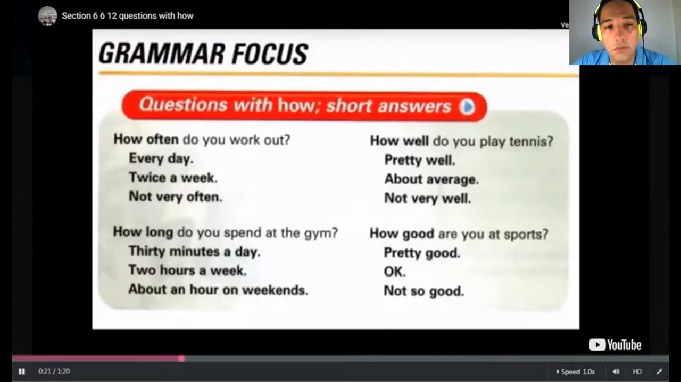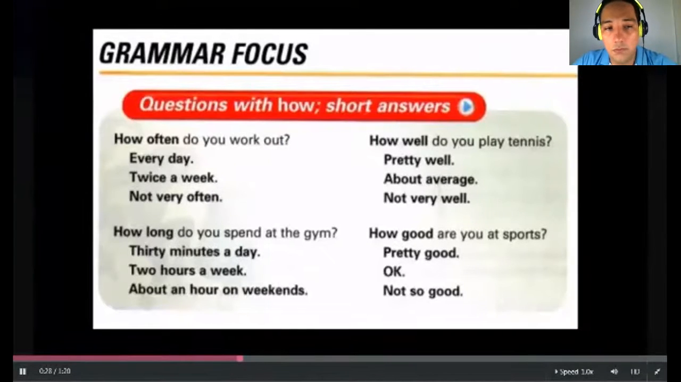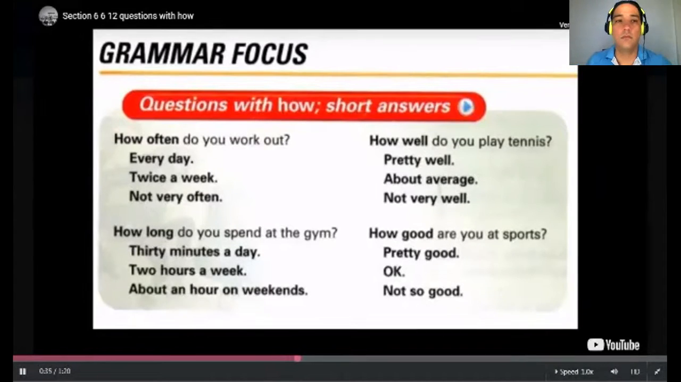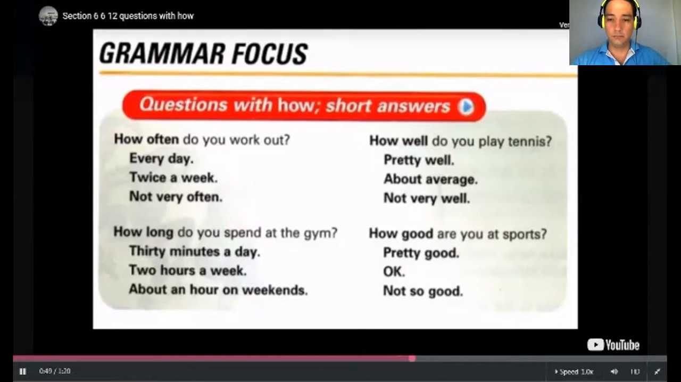Short answers. How often do you work out? Every day. Twice a week? Not very often. How long do you spend at the gym? 30 minutes a day. 2 hours a week? About an hour on weekends. How well do you play tennis? Pretty well. About average? Not very well. How good are you at sports? Pretty good. Okay. Not so good.